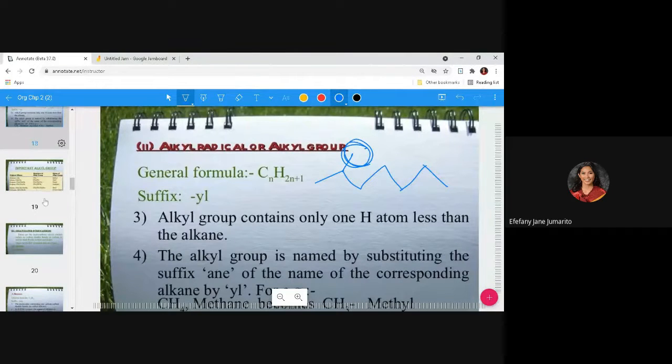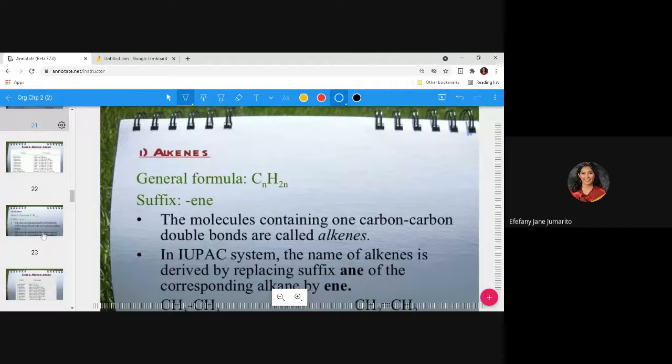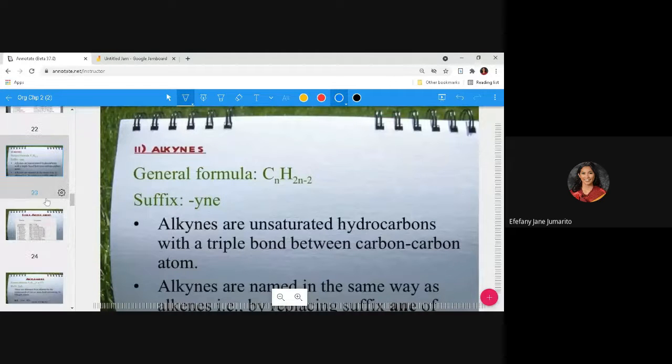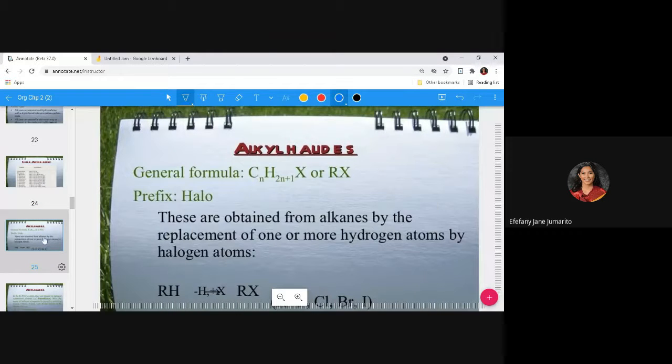So for unsaturated, we have alkenes and alkynes. There's a double bond. For alkynes, if we have triple bond, we name it alkyne. If we have double bond, we use the ending ENE. Okay, so let's go to our alkyl halides.